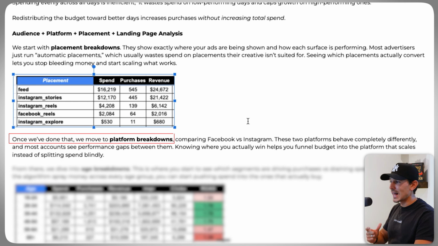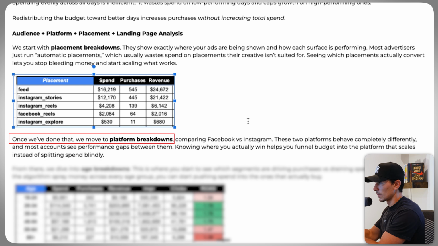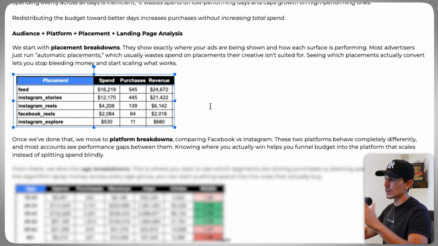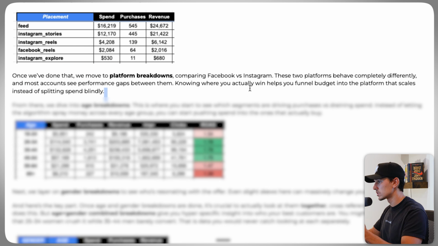Second part is platform breakdowns. We want to do the same thing. We want to compare Facebook to Instagram. There's usually big gaps, especially when you're dealing with older demographics versus younger demographics. If your product is built for a younger crowd, you're going to skew more to Instagram, vice versa. Make sure you're on the right platform. Usually you can stay on both, but there's often a pretty decent discrepancy between them.